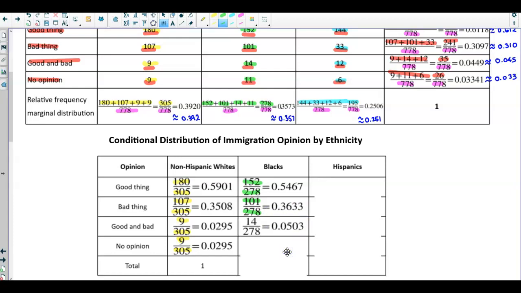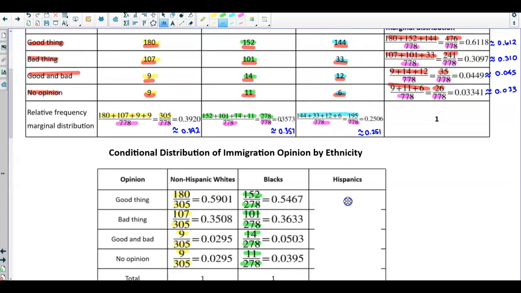Next, we're going to take the next value, 14, and divide it by 278 to get 0.0503. And then the last one, we're going to take 11 divided by the total of the column of 278 to get 0.0395. And when we add those all up, it gives us a value of 1. Okay, now we're going to do the column with Hispanics.